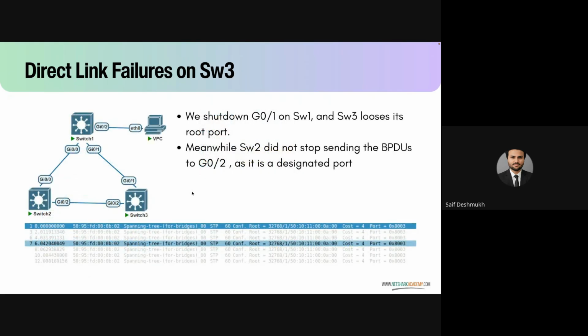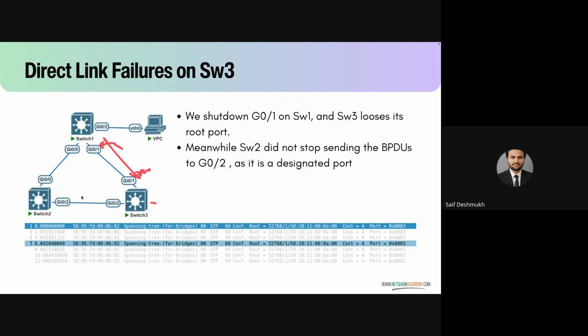But anyway, what happened is we shut down the interface on 0/1, and switch 3 has lost its root port. We stopped receiving the BPDUs from our beloved root switch on the root port.